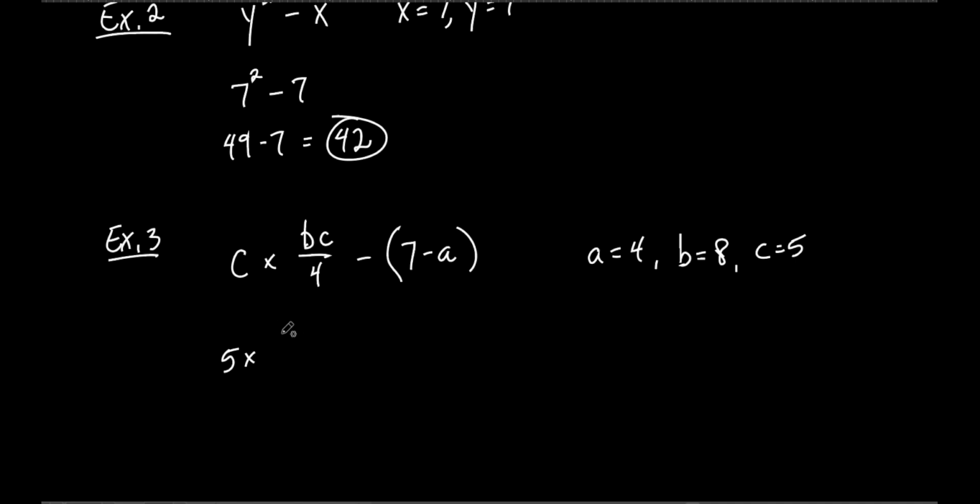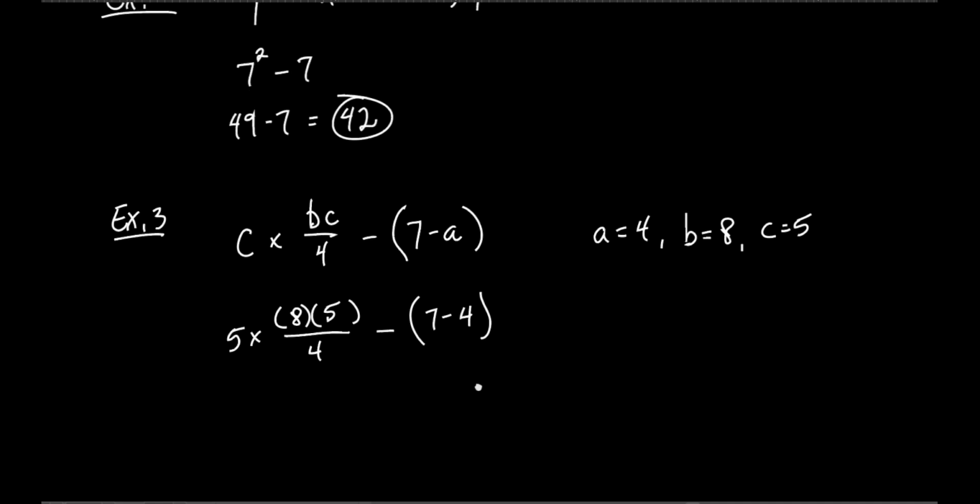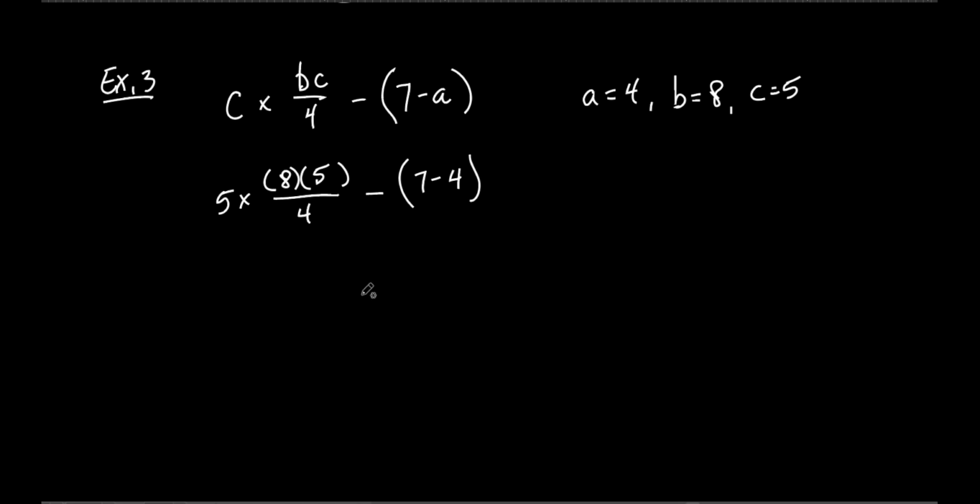So it's 5 times, and then B times C over 4, right? I'm going to put those in parentheses. So what is B? Well, let's not just put a number in, okay? I mean, it's good that you're doing it in your head, but let's actually put all the numbers in first before we start doing any math. All right, so 8 times what? 5, okay? And then minus, put a parentheses, and 7 minus whatever A is. What's A? It's 4. So that's the first step. That's an important step. Okay? Now what do we do?